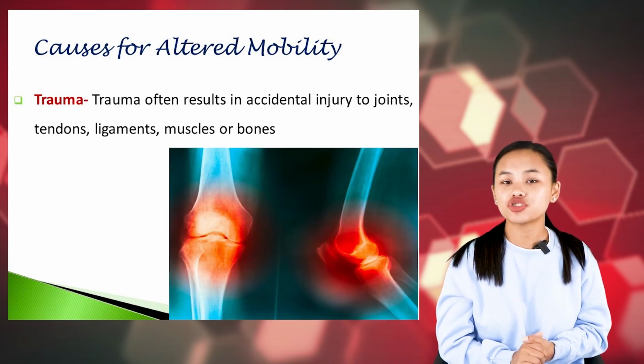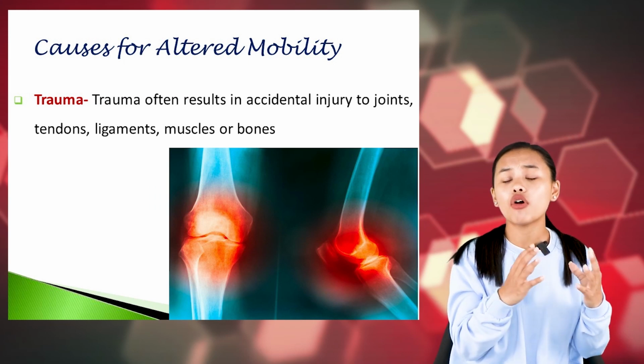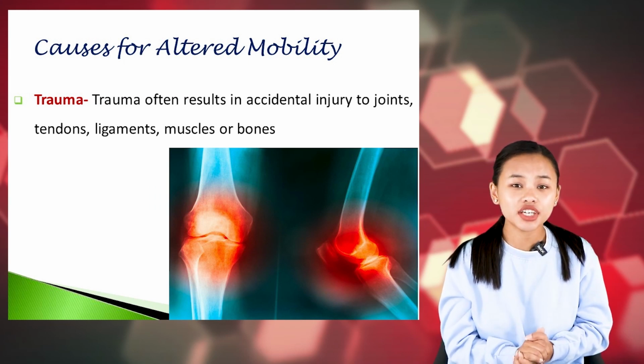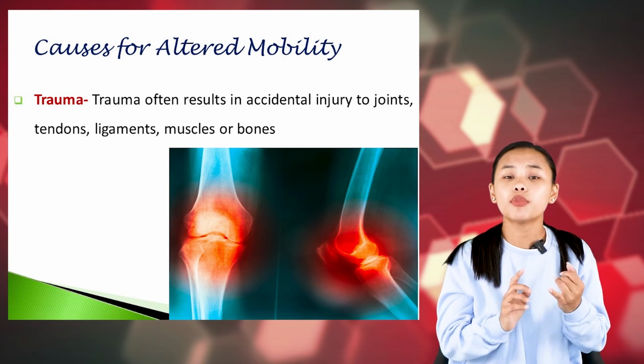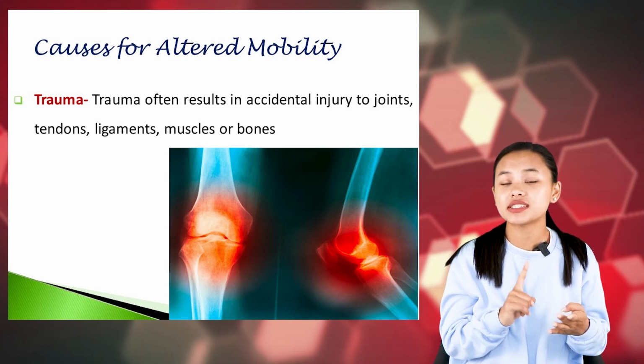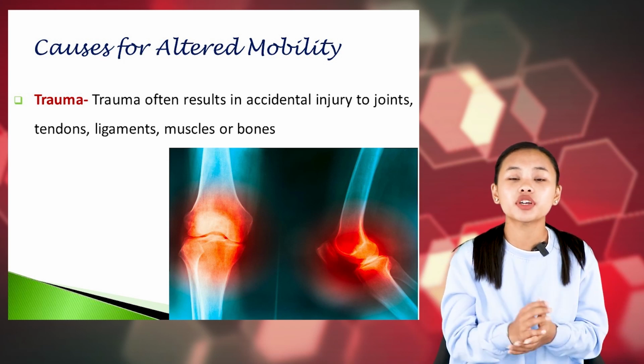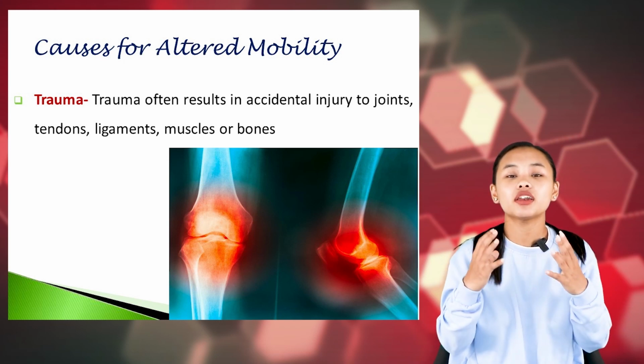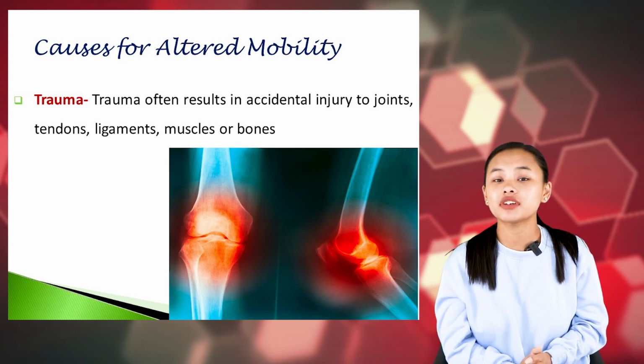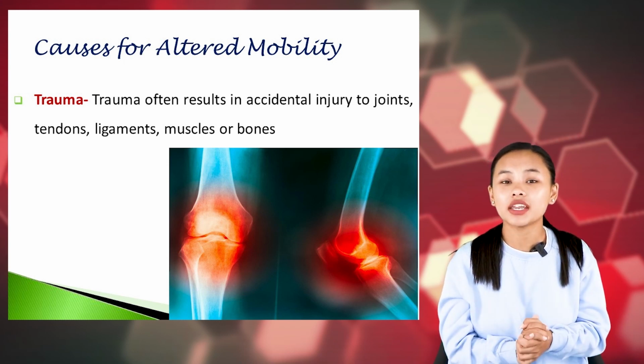And the next one is trauma. So here, trauma often results from any accidental injury that has occurred to the bones, joints, muscles, tendons, and ligaments. So if any of these are injured because of an accident, it can further affect the mobility of an individual.